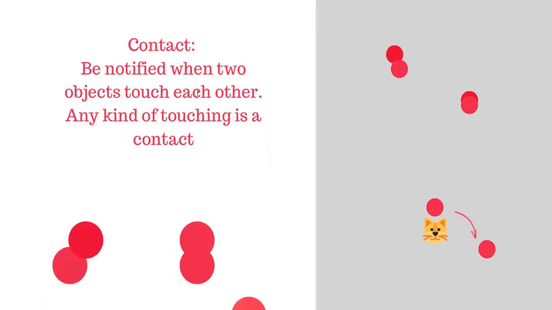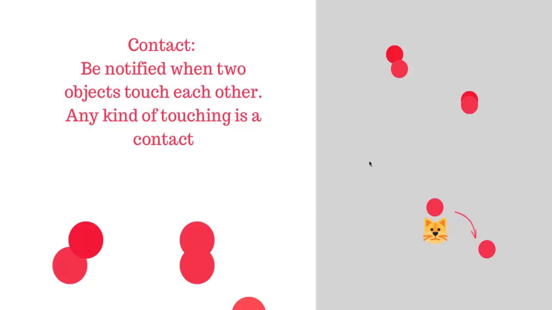However, contact between objects is not set by default. Contact simply means that we want to be notified when two objects touch each other. Any kind of touching is a contact. So you want to know when two bodies have touched each other. You want to be notified. This is off by default. Whenever there is a contact between two objects, we're not informed in the app, and we have to write code whenever we want to be notified that a contact has happened.